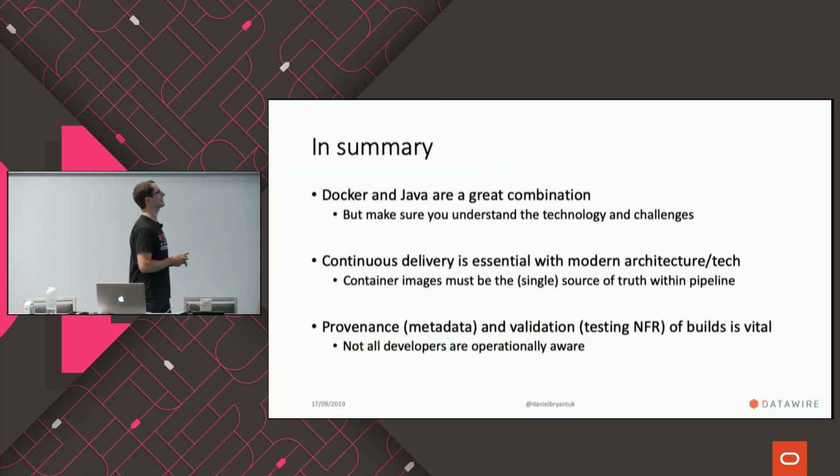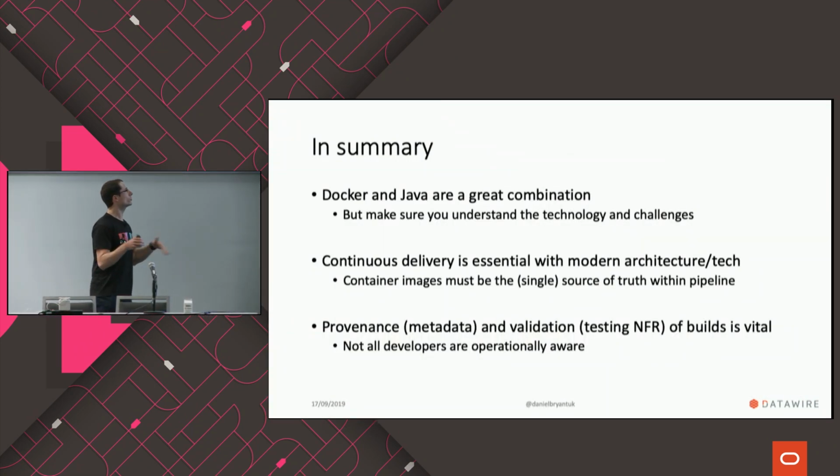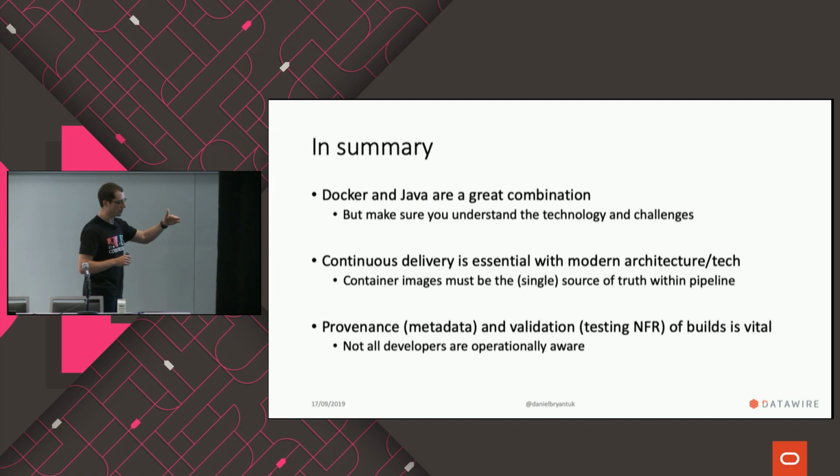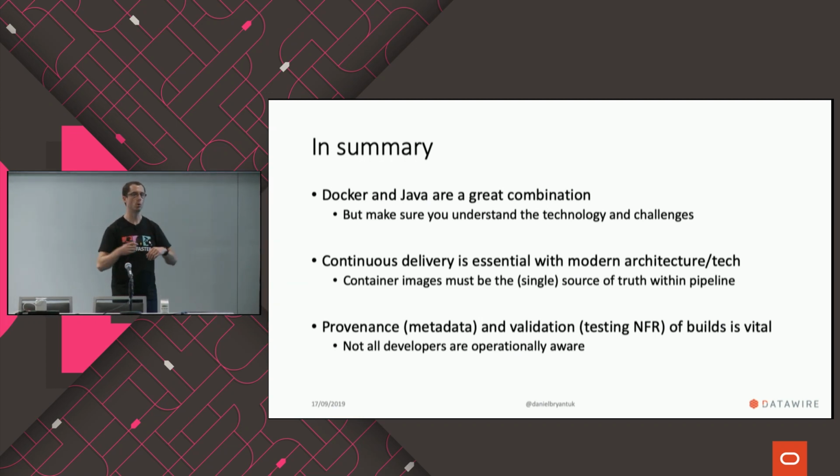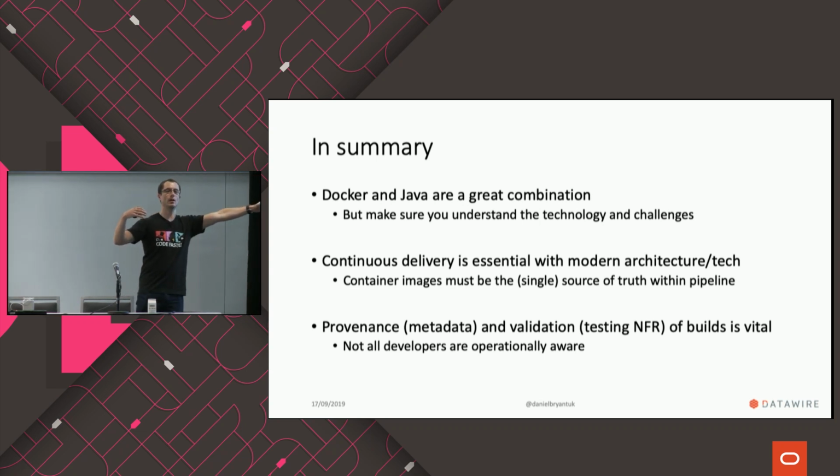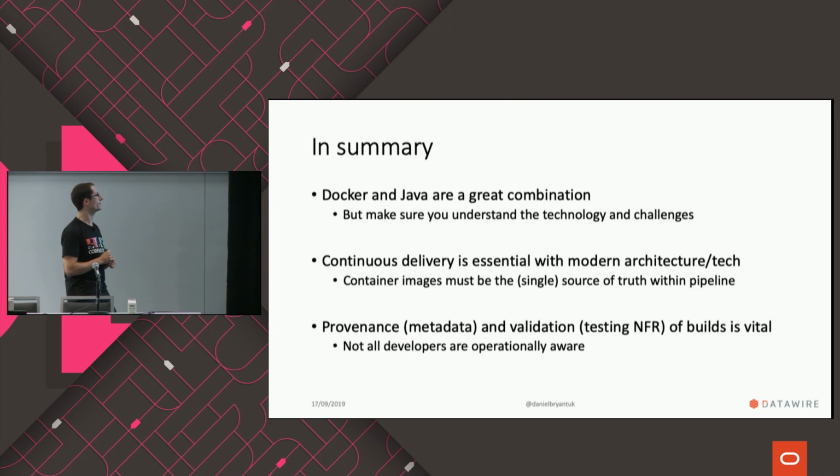So in summary, a few things to take away. Docker and Java, a great combination of technology. Do understand that with anything in the mix here, things change. We as engineers need to take responsibility and adapt. Continuous delivery, I think, is essential with the pace and the security and the stability challenges we as an organization, we as an industry, have. Container images are now your single source of truth. Build them early, build them once, test them in the pipeline. That's the key message today, really.